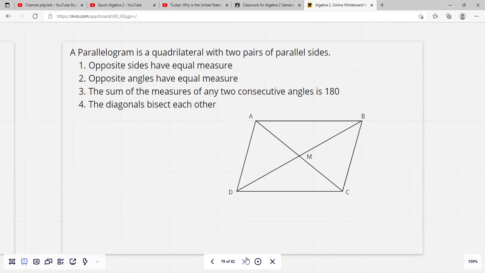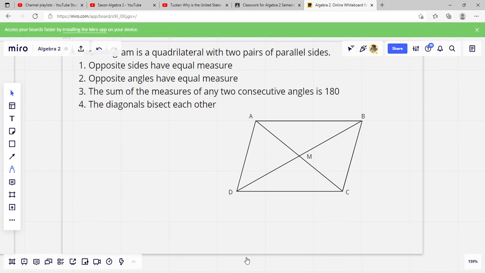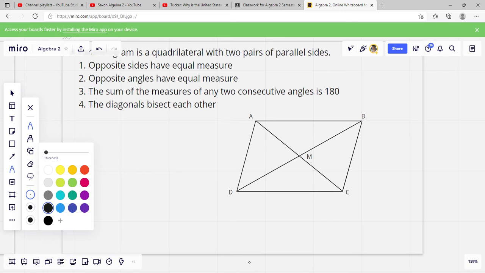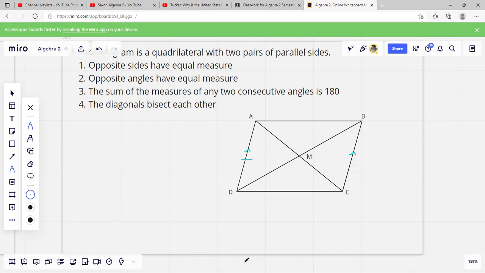All right, parallelogram. A parallelogram is a quadrilateral that has two pairs of parallel sides. So there are some facts that we can see looking at a parallelogram. Opposite sides have equal measure. So that one and that one are going to be equal to each other because they're parallel, right? And we would also see that that one and that one are equal because they're parallel.